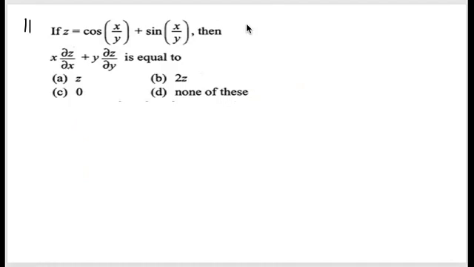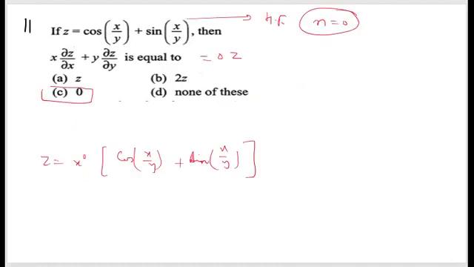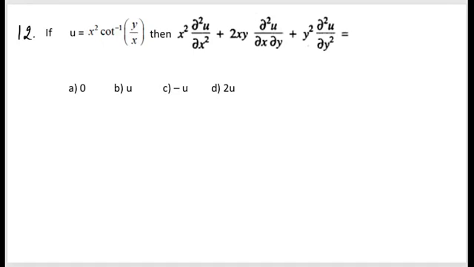Here also Euler's theorem will be applied and the function is homogeneous. Why? Because when you simplify, it can be written so that you can keep x to the power 0 common to fit into the definition, and we get that it is of degree 0. So this z is a homogeneous function but the degree is 0. So 0 times the function is 0. So C is the right option for the 11th question.